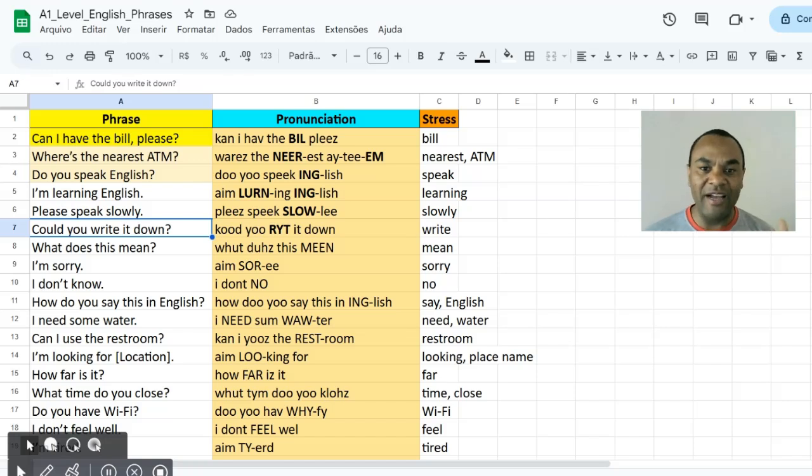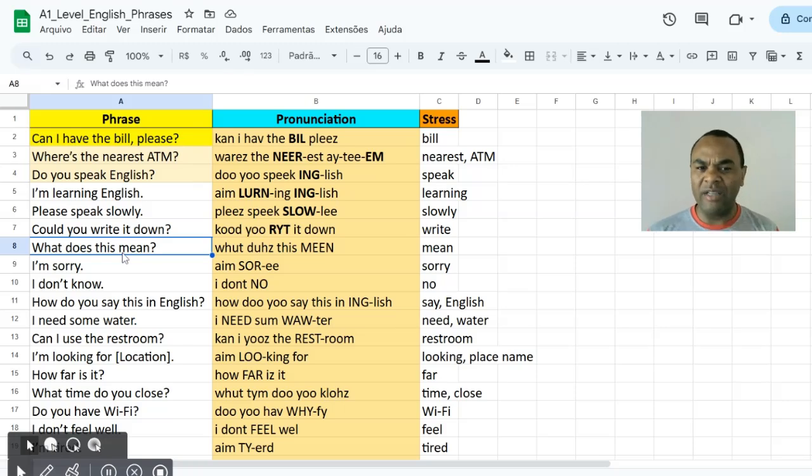Okay, write it down. It's very difficult to understand when I'm starting to learn English because several words are similar to one another. For example, right, right. At some moment, people can confuse it with white, the color, branco.